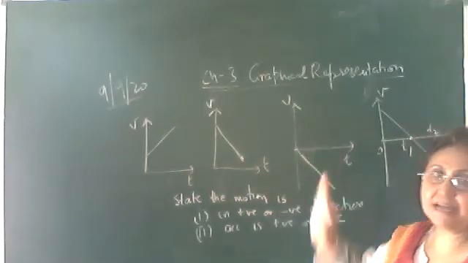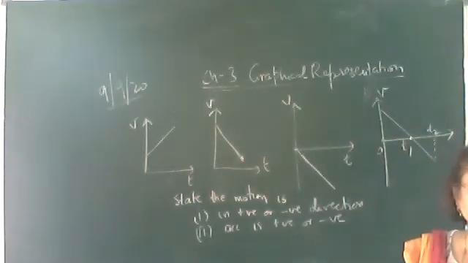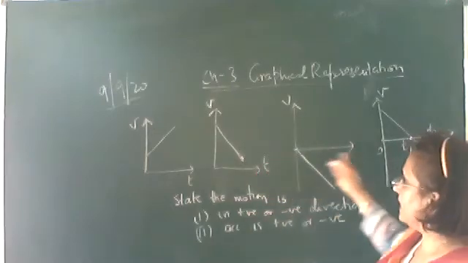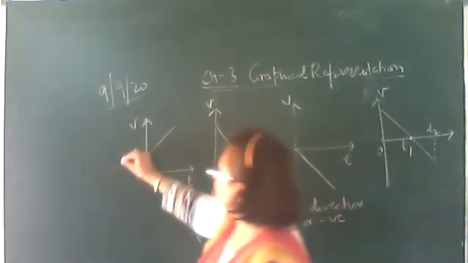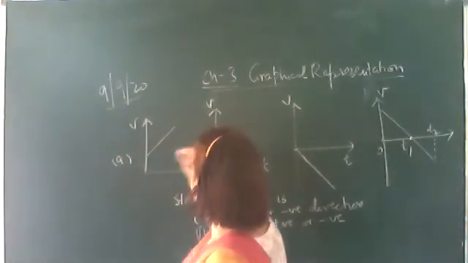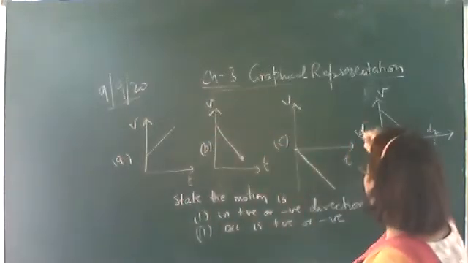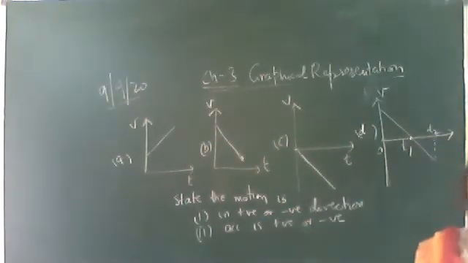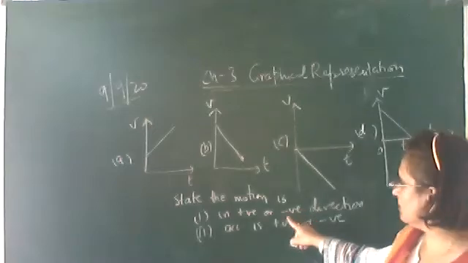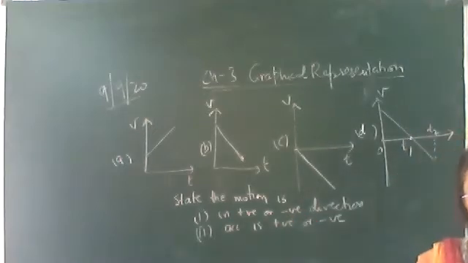The velocity time graph is as shown. Figure A, B, C and D. There are 4 figures. Now from these figures you have to state whether the motion is in positive direction or in negative direction, and also state whether the acceleration is positive or negative. Try to do it. First figure.